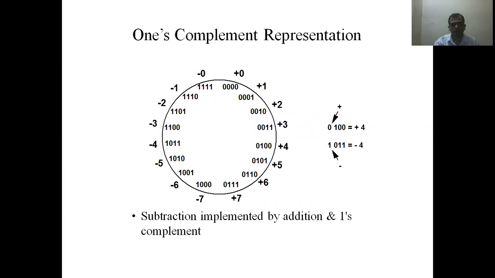Now one's complement representation. In the case of one's complement, whatever number we have, we complement it. So it is a reverse: if it is 0, we make it 1, and if it is 1, we make it 0. This is called one's complement representation.